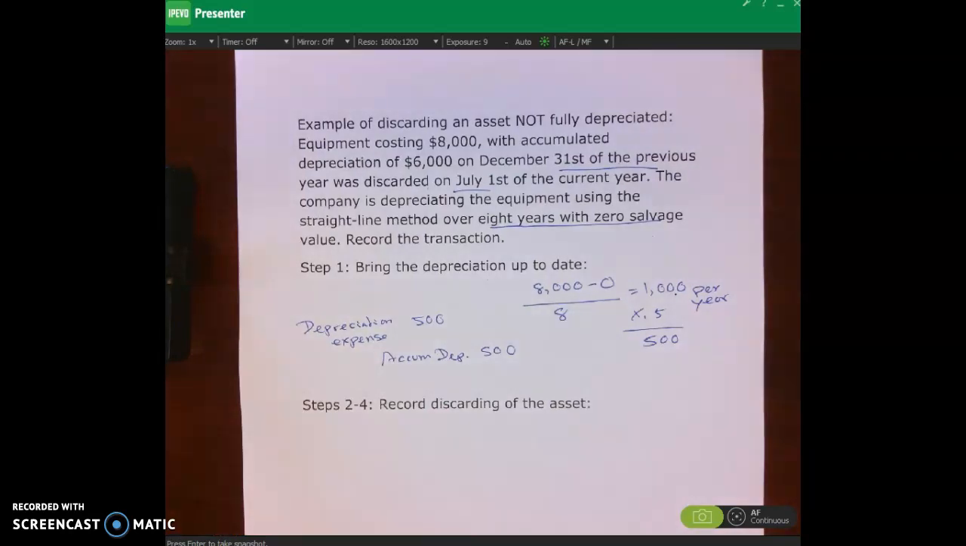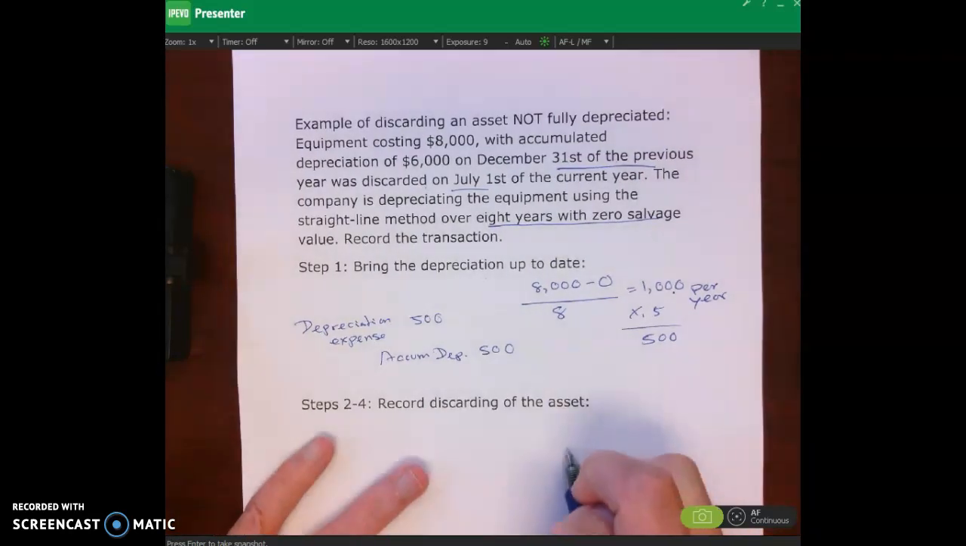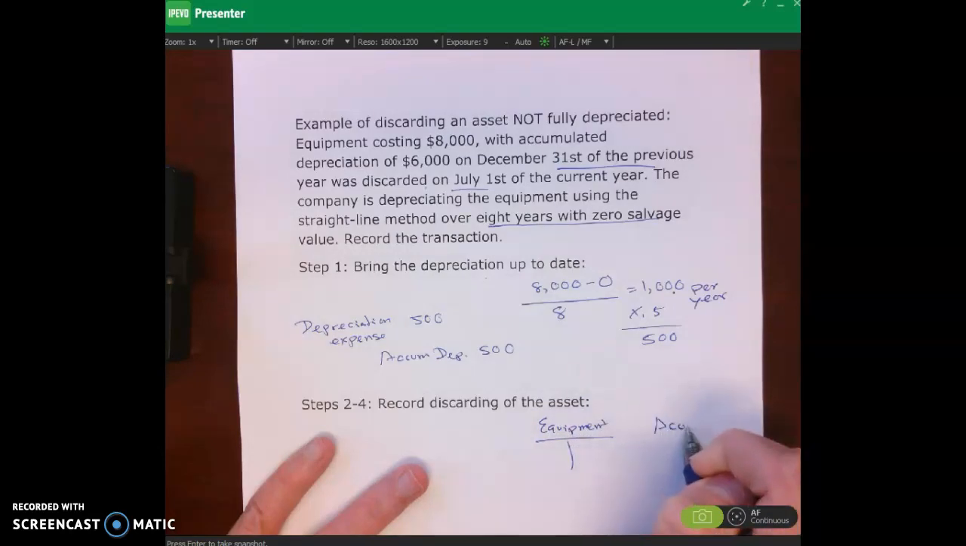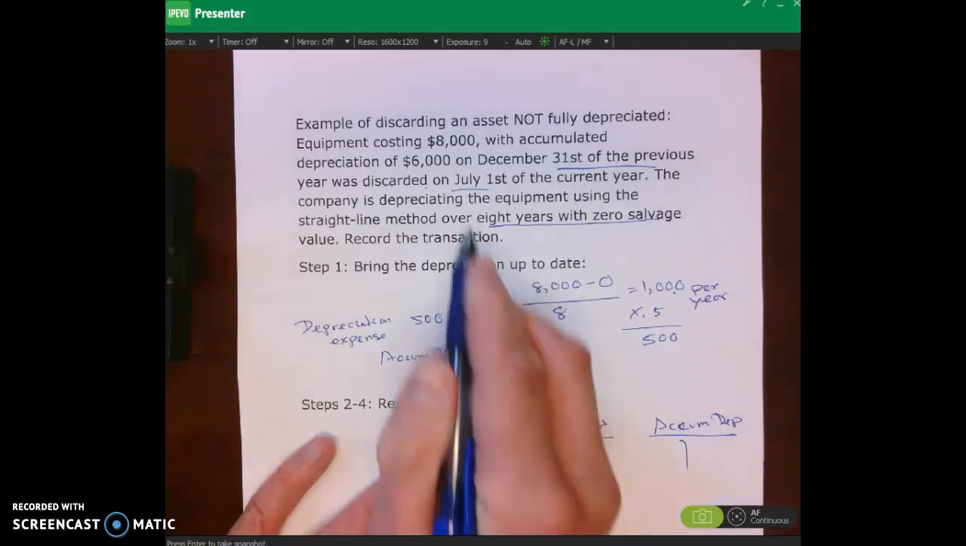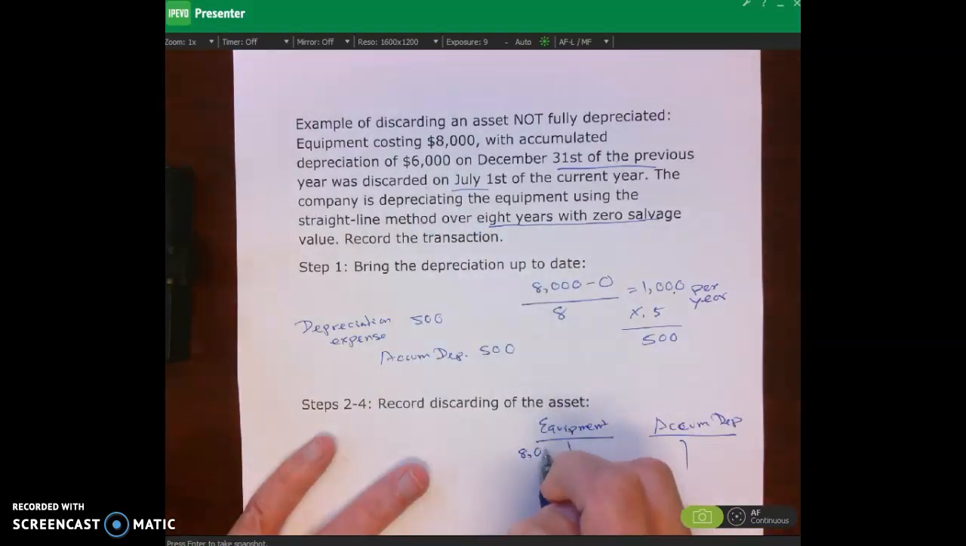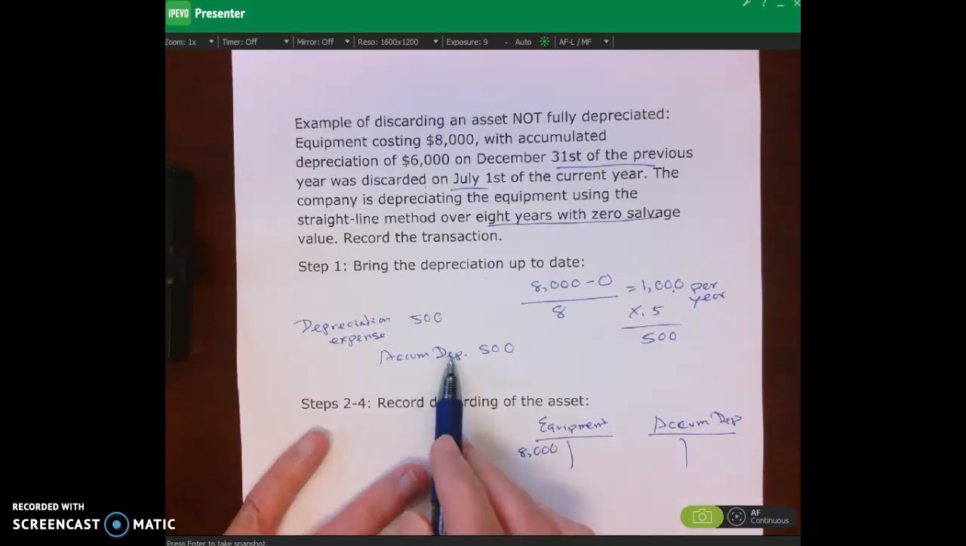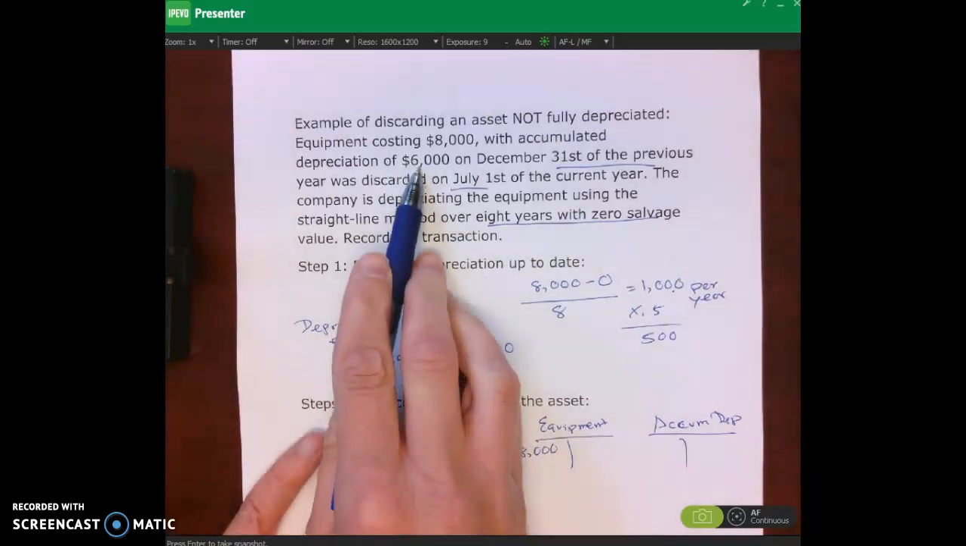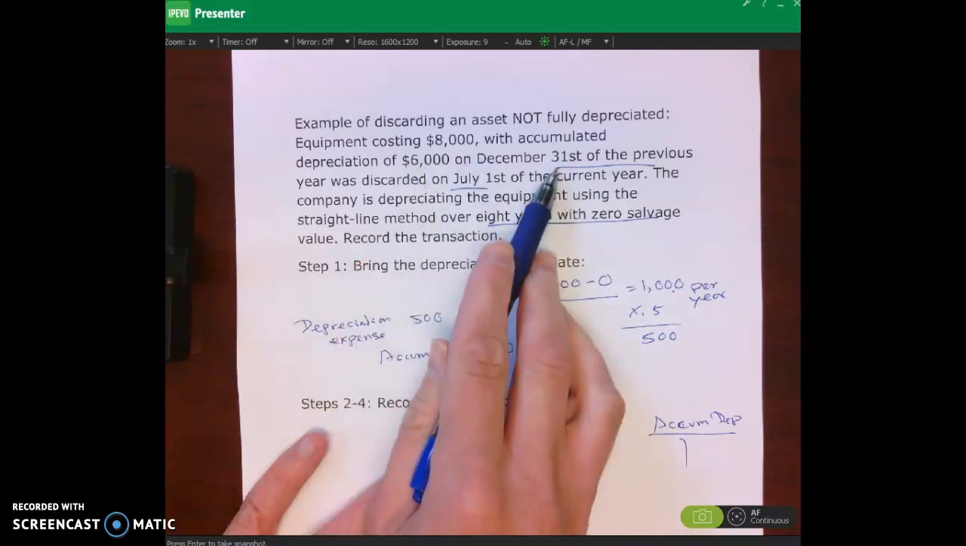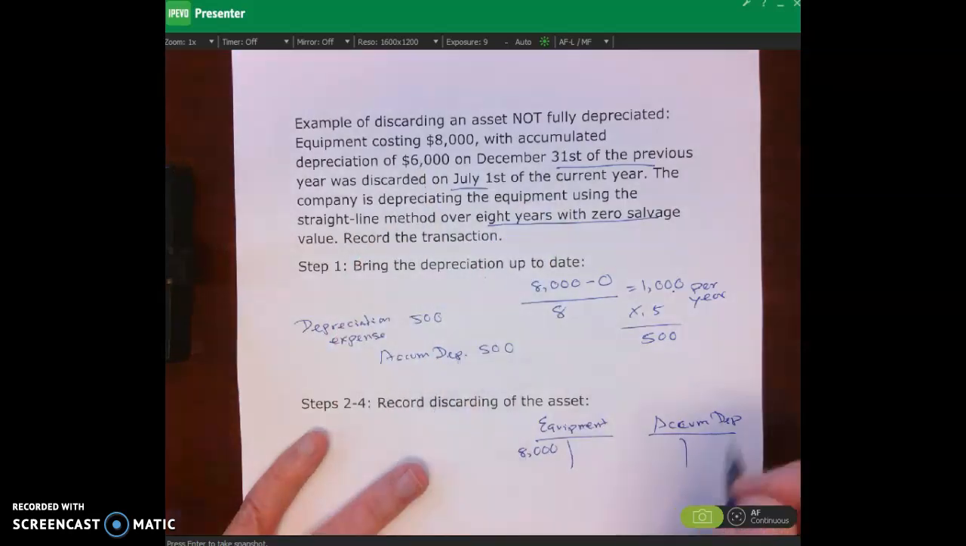And so now what we can do is look at this in terms of T accounts. Remember we have our equipment right over here, and then we have our accumulated depreciation T account. Equipment, asset cost of $8,000. Now, what is accumulated depreciation after I do this journal entry? Well, you can see it's $6,000 as of December 31st, and I added another $500, $6,500.